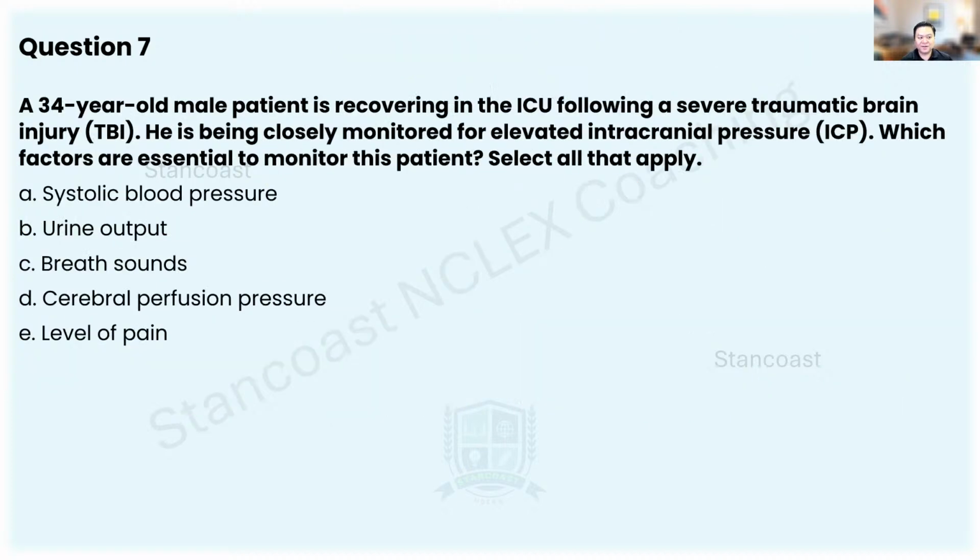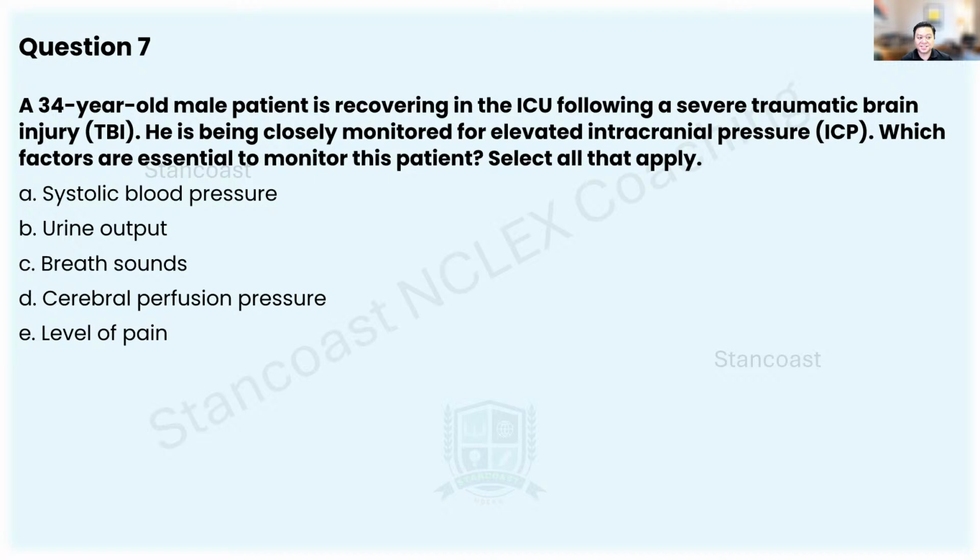Let's have number 7. A 34-year-old male patient is recovering in the ICU following a severe traumatic brain injury. He is being closely monitored for elevated ICP. Which factors are essential to monitor this patient? Select all that apply. Is it A, systolic blood pressure? B, urine output? C, breath sounds? D, cerebral perfusion pressure? Or letter E, level of pain? So which factors are essential for you to monitor this patient in order to check for ICP increase?